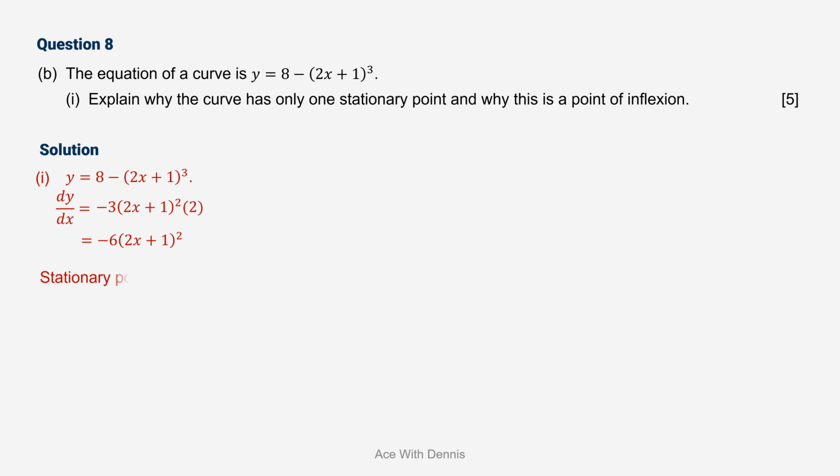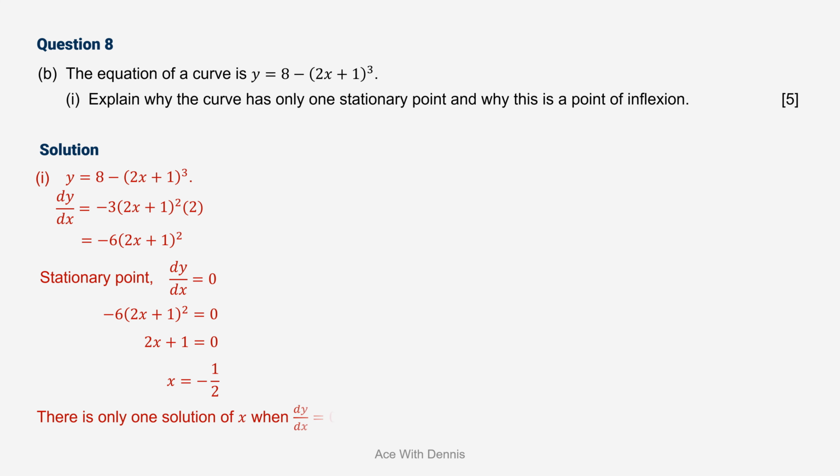Since it is a stationary point, dy over dx equals 0, which means that negative 6 times (2x plus 1) squared equals 0. So 2x plus 1 equals 0, and x is negative half. Since there is only one solution of x when dy over dx is equal to 0, therefore there is only one stationary point. So I have answered the first question, and now I move on to prove that this point is an inflection point.